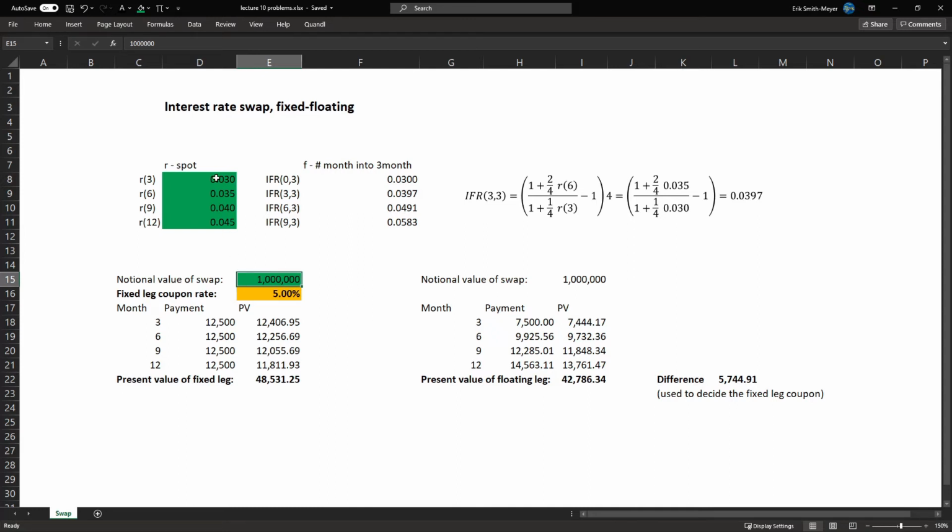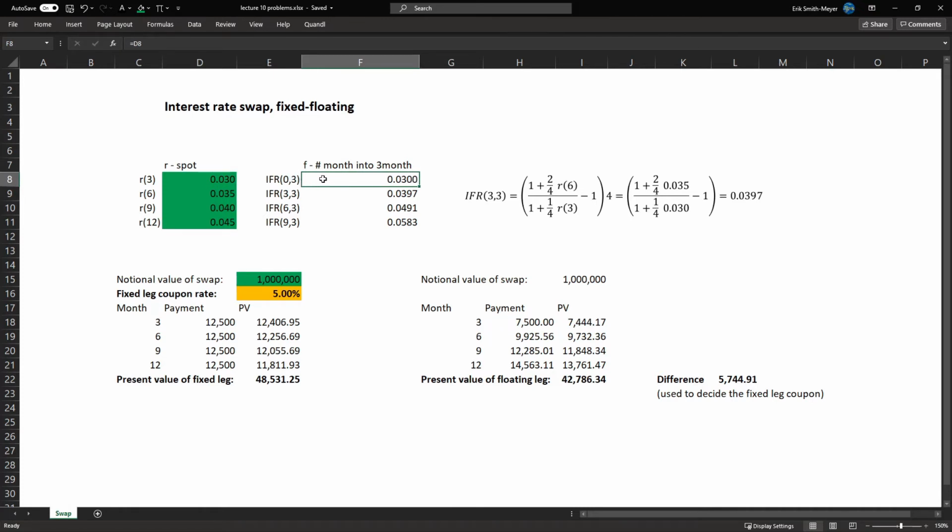So what we need to do is to first find the fixed leg coupon rate, which makes the present value of the fixed leg and the present value of the floating leg equal to each other. So the difference should be 0. But let's start at the beginning, and we have the spot rates, and from the spot rates we can find the implied forward rates 0 month into 3 month.